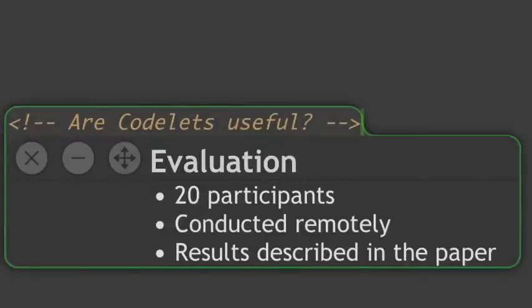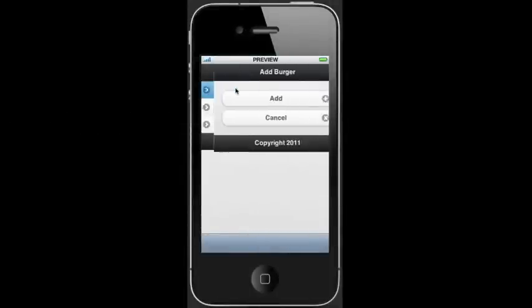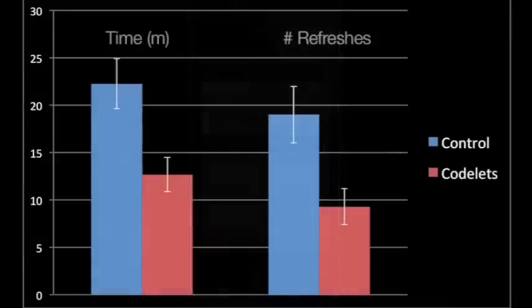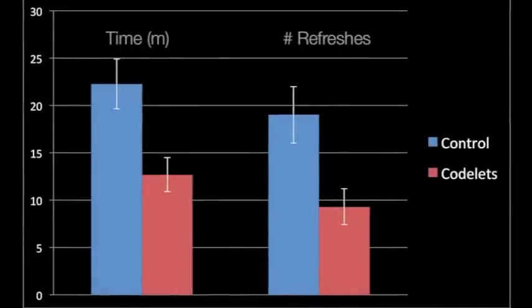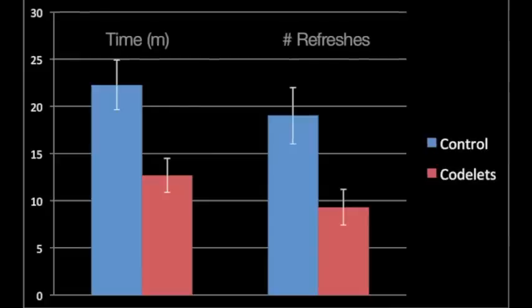To evaluate the usefulness of codelets, we asked 20 participants to implement this website using the jQuery mobile framework. We found that not only did participants with codelets complete this task significantly faster than participants with standard examples, they also had different development strategies. For instance, they were more likely to start coding tabula rasa instead of copying and pasting their own code.